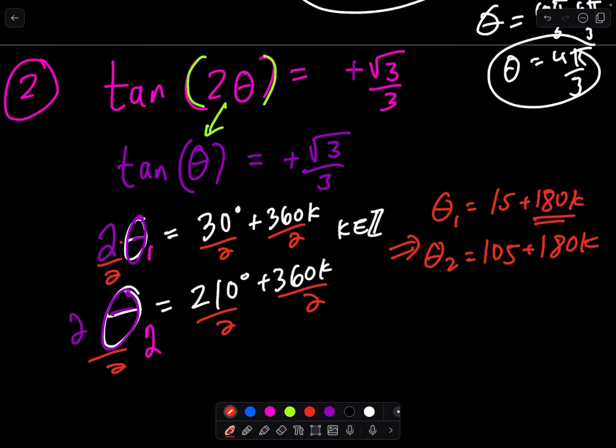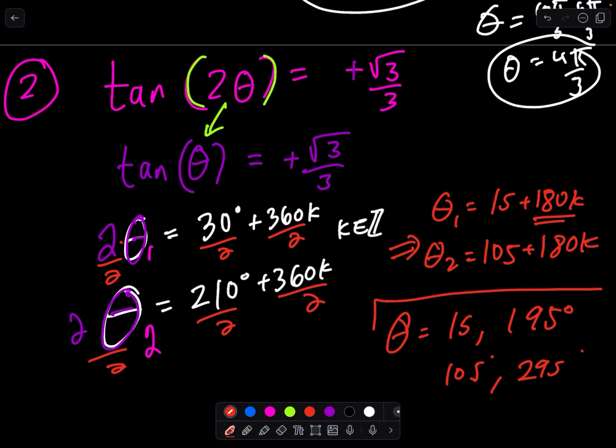Okay, so if your teacher wants you to go between 0 and 360 and explicitly state them all, well, your answers are 15, 105. 105 plus 180, that falls in the 0 to 360 degree region. So that's 285 degrees. And 15 plus 180, that's 195 degrees. Now we have all 4 answers.